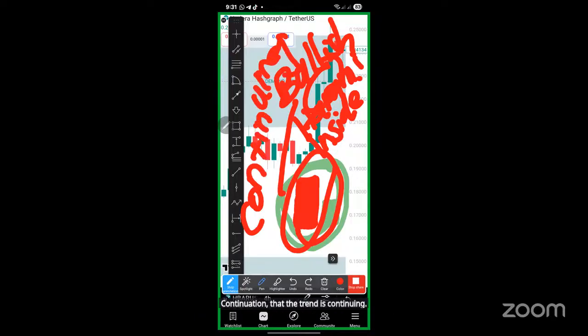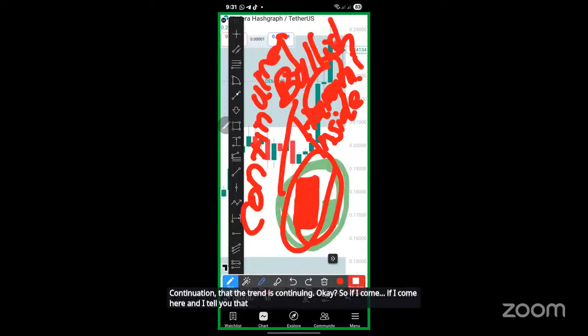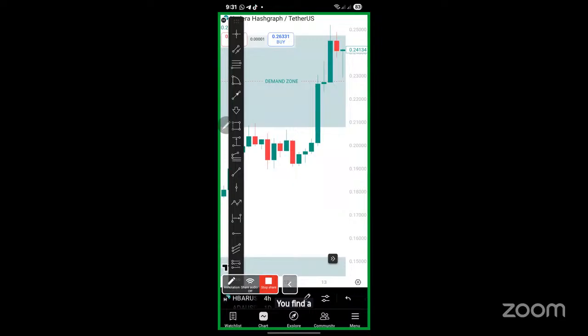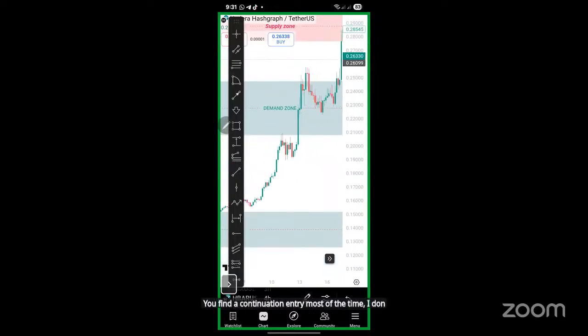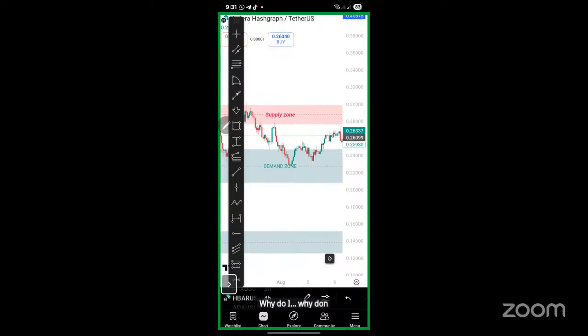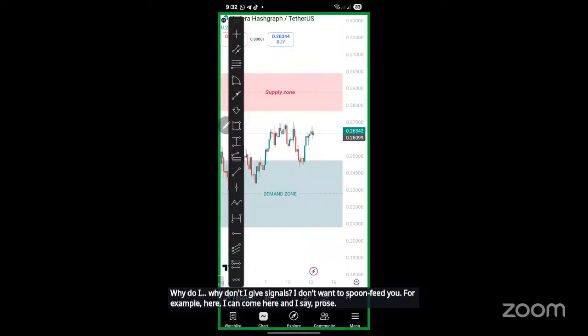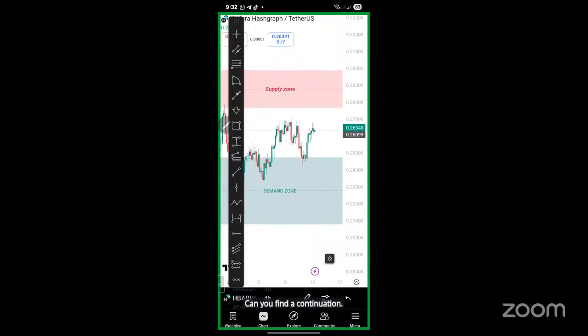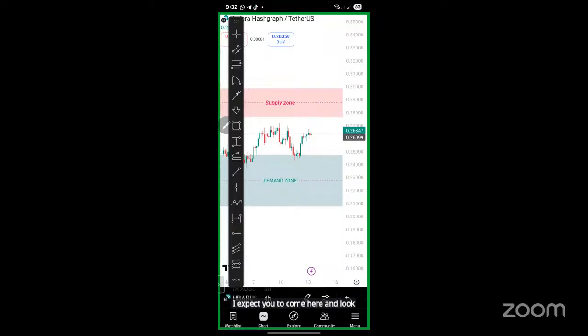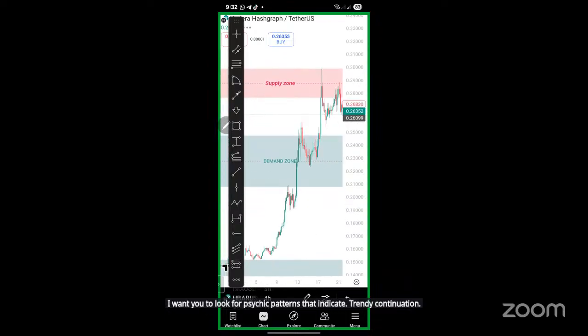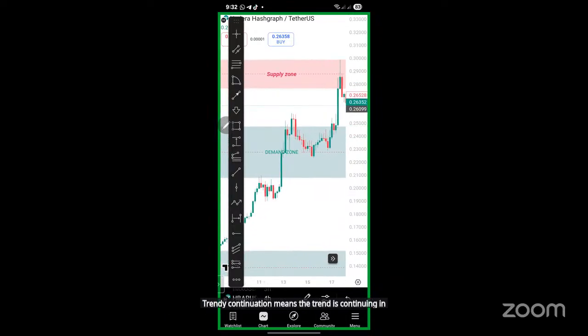Okay? So if I come here and tell you to find a continuation entry, most of the time I don't give signals. Why don't I give signals? I don't want to spoon feed you. For example, here I can say, Prosi, can you go to HBAR and find a continuation? I expect you to look for such patterns that indicate trend continuation, meaning the trend is continuing in the same direction.